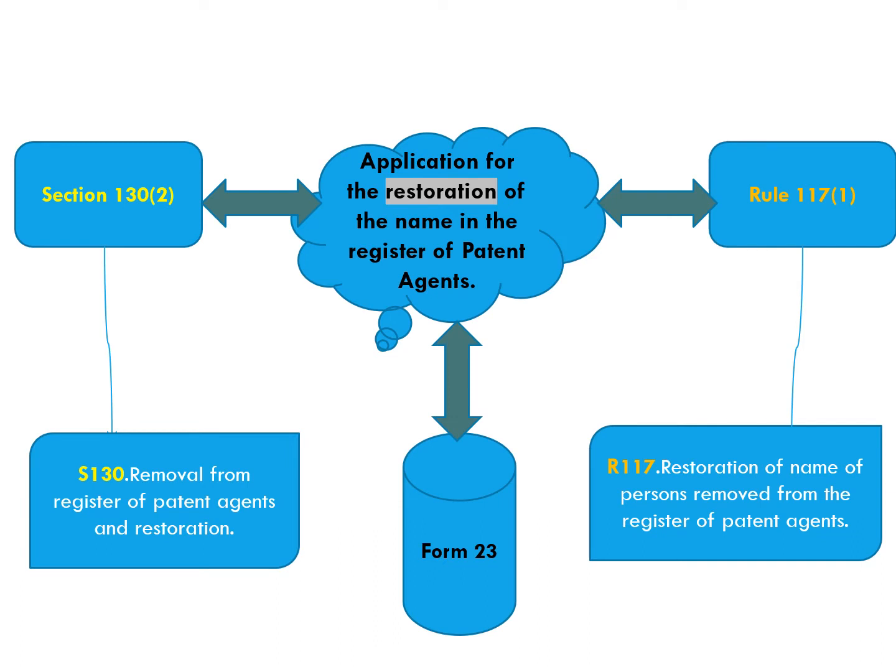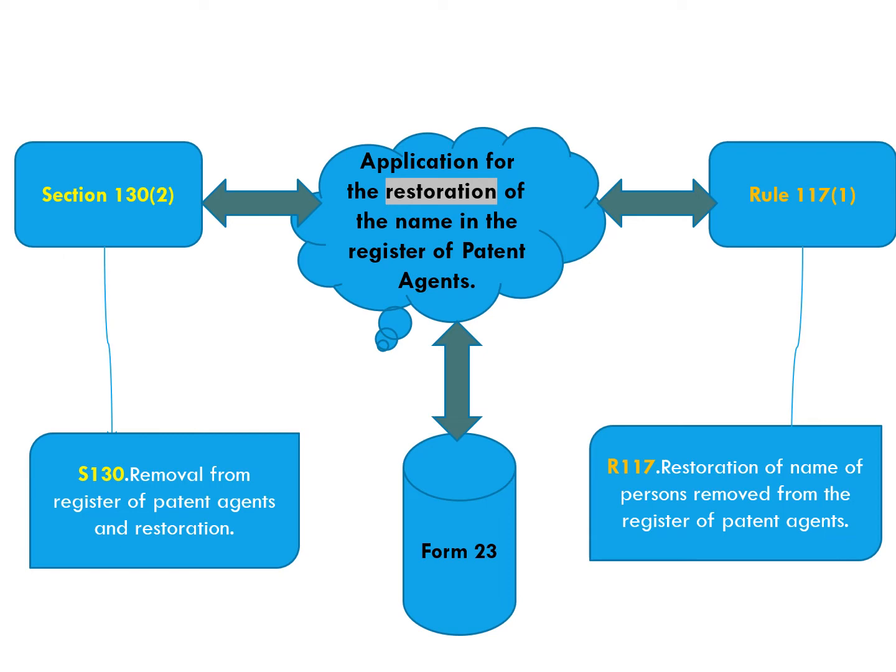That means somehow names were removed from the register and now they need to be restored. So form 23, section 130 and rule 117 deal with the act of restoration.